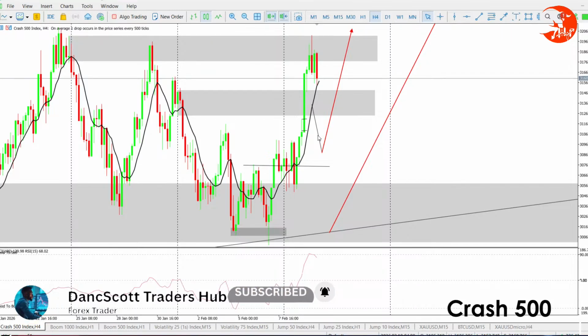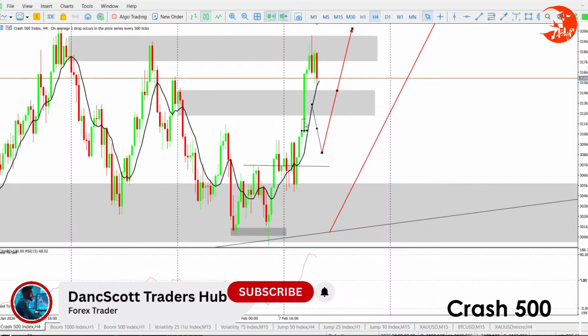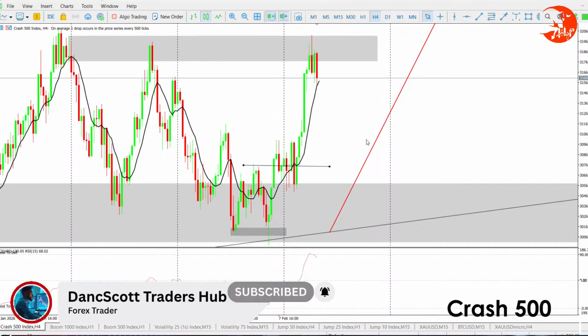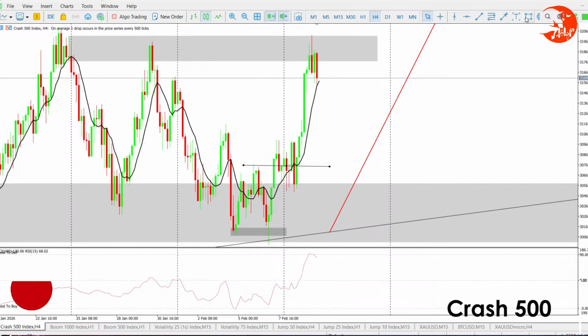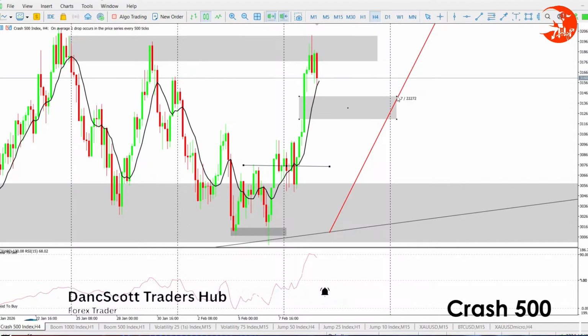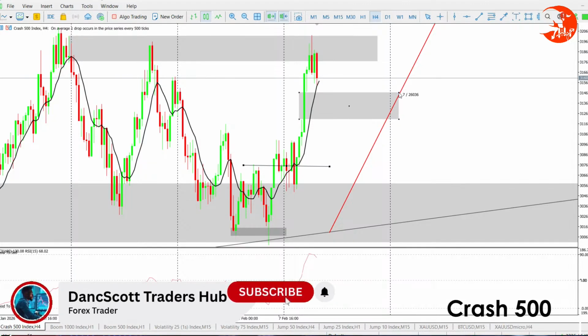According to H4, you can see clearly that it is dropping, so we don't need this. What else? This was a change of character, higher high, so it should drop for a higher low. We never saw a rejection from this level, so we can leave it. But then there's a fair value gap right here. It's a big one according to H4, and price did not mitigate it, so price is likely to come for this fair value gap.